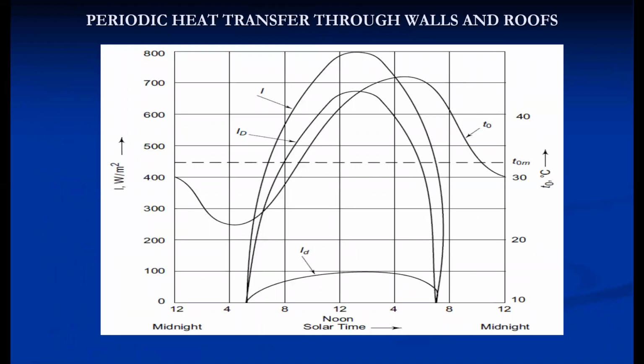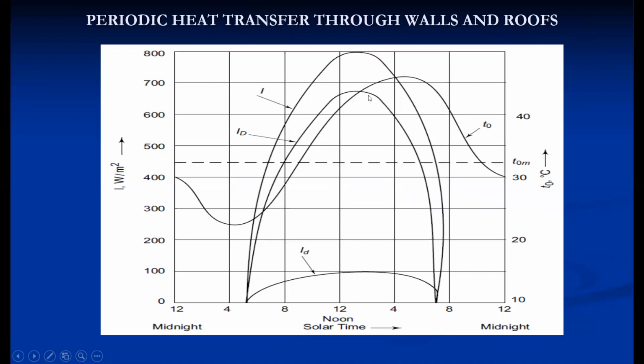This is the periodic heat transfer variation through walls and roofs. So generally this is a variation of the outside temperature, from midnight to midnight, 24 hours. Generally the solar radiation is present only in day hours, for example 5 to 6 a.m. to almost 6 to 7 p.m. During this period, it continuously increases. It reaches the peak generally at around 12 to 1 p.m. So this is the incident radiation on the surface.